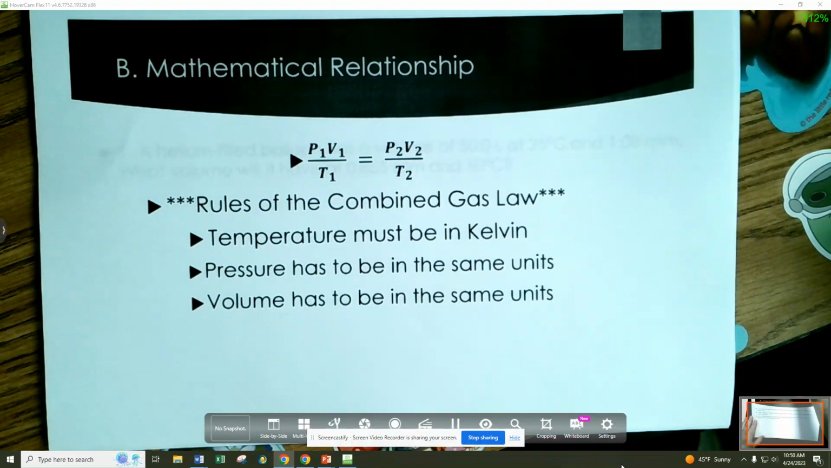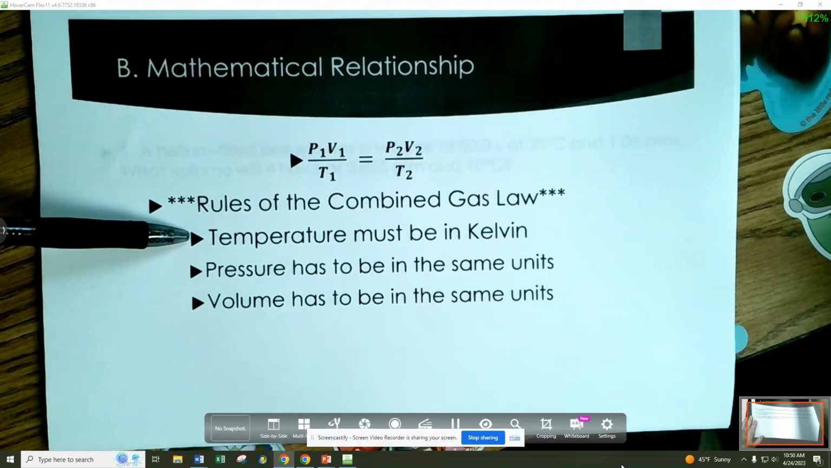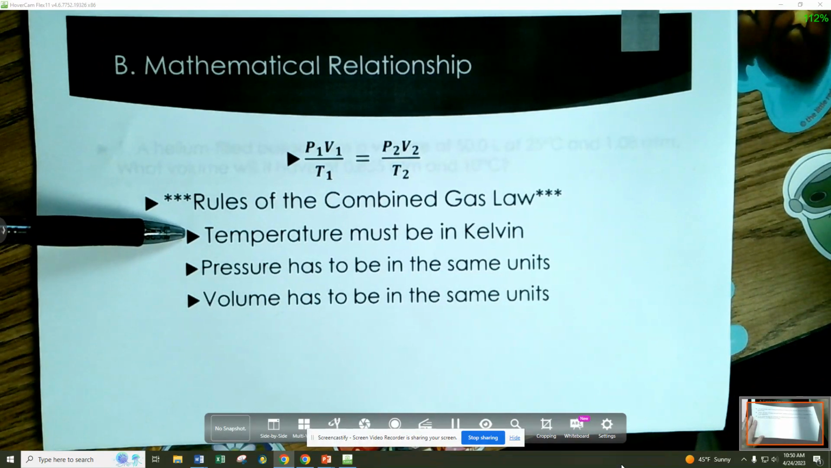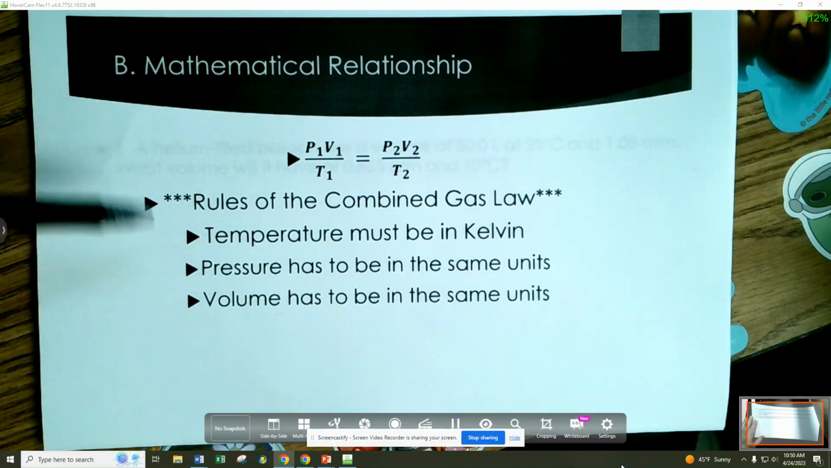The only main thing we need to consider is temperature. We continue to want that in the Kelvin scale. Pressure and volume, the units there don't really matter as long as they are canceling or meet the requirement if a specific unit is requested.